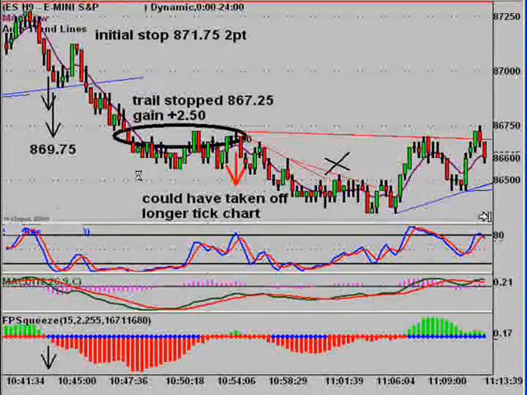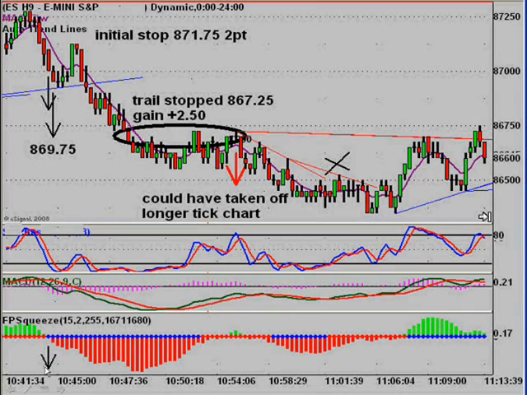This is a scalp that I took at a little bit before 10:45. We have our scalp setting up. You'd like to get in under this bar here where this first arrow is. I actually got filled with a market order on the next bar at 869.75, and I always use an initial stop of 2 points, which would be 871.75.